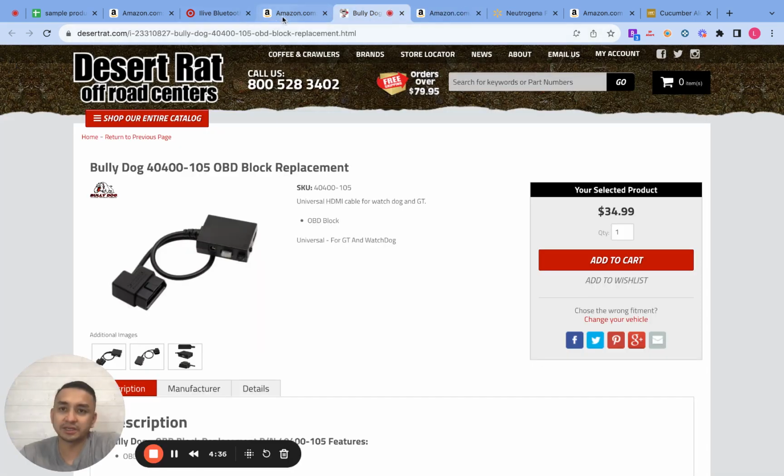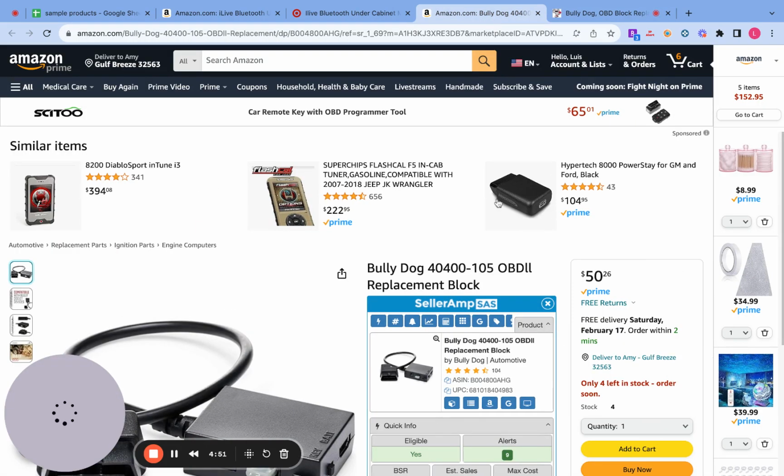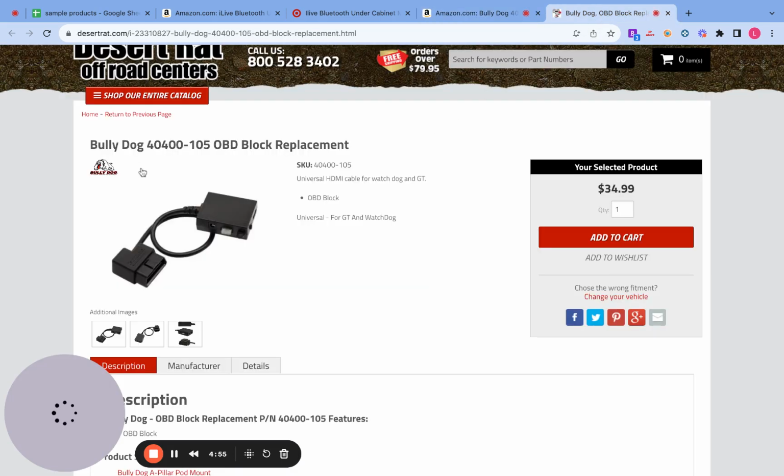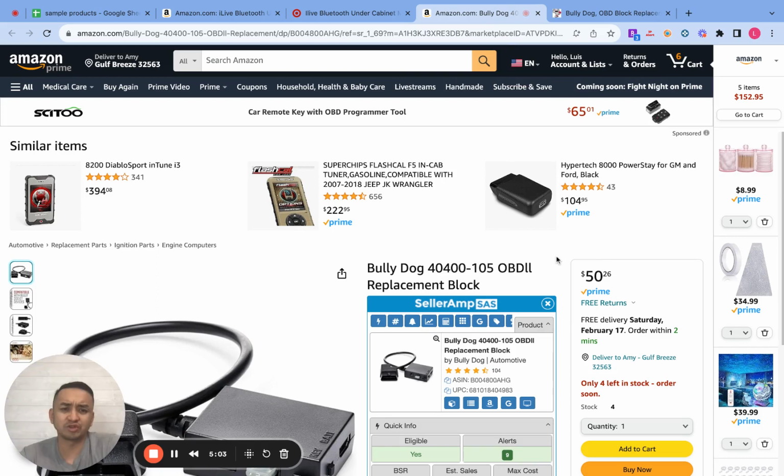Next product is here. Let me close these products right there. So the next product is a Bully Dog block replacement. I think it's a TV part. Let's see if they match. Bully Dog 40400-105. Okay, same product, OBD. I don't know what that is, some type of code that they use for this product.